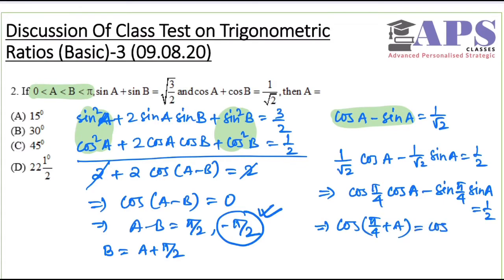Half is cos of pi by 3. So I can say pi by 4 plus a is equal to pi by 3. That will give us a equal to pi by 3 minus pi by 4, that is 60 degree minus 45 degree, that is 15 degree. So a is 15 degree, therefore our option capital A is correct.